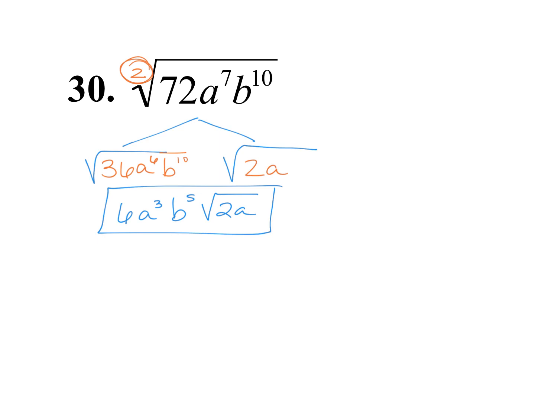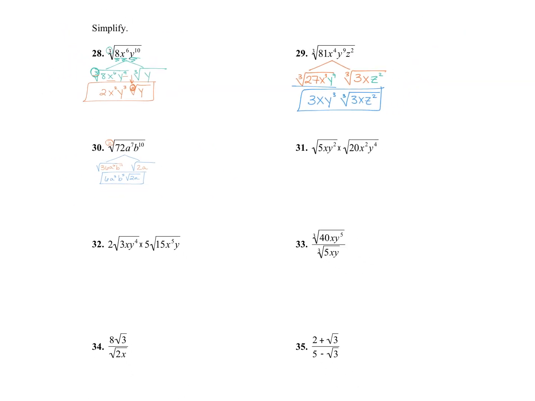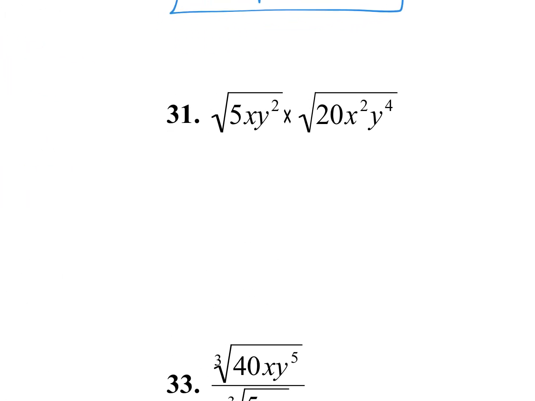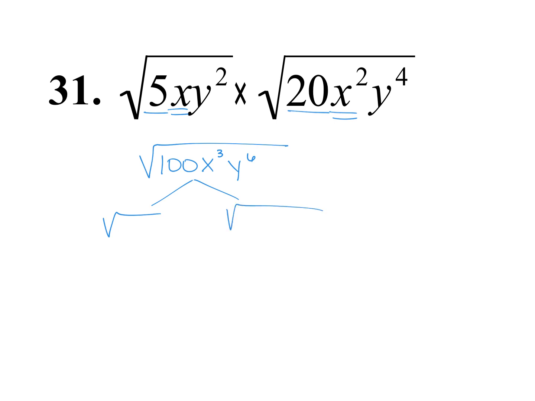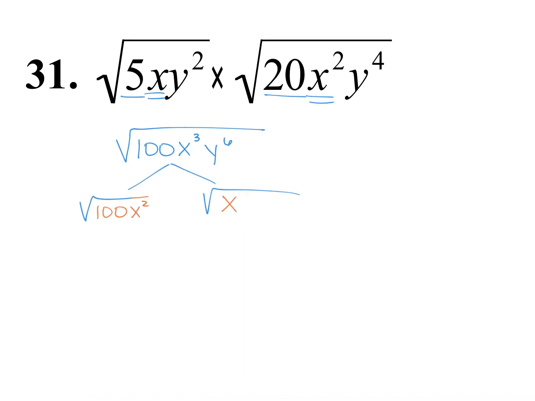Still with me? I know this is a long haul. Okay, 31. Now we're going to multiply across. So 20 times 5, that's the square root of 100. What's x times x squared? X cubed. Here's where you add them, okay? Y to the 2nd times y to the 4th is y to the 6th. And now you can break it into perfect and not perfect. So 100 is a perfect square, so the whole thing goes here. X squared will be perfect with an x over here, and y to the 6th is perfect. Okay, what does that simplify to?